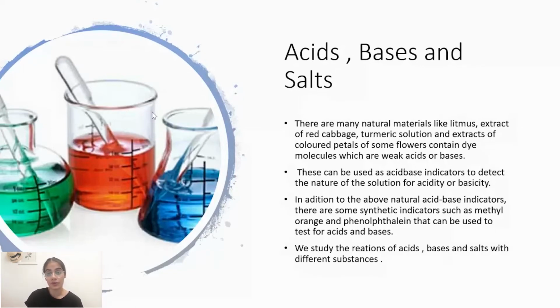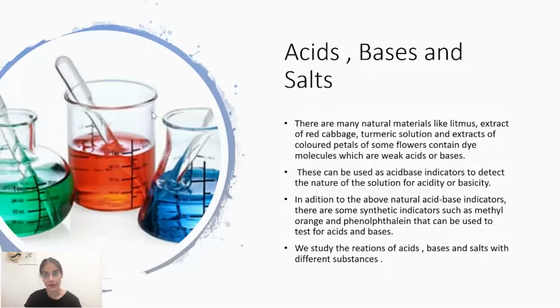To classify what an acid is, what a base is, and what a salt is, we use materials called indicators, such as litmus, red cabbage, turmeric solutions, or extracts of colored petals and flowers. These can be used as acid-base indicators to detect the nature of a solution presented in front of you. When you add a drop of an indicator to a solution, it will either change its color, remain colorless, or change its odor, the way it smells. Through those changes, you will be able to identify whether the substance was an acid, a base, or just a neutral substance such as salt.